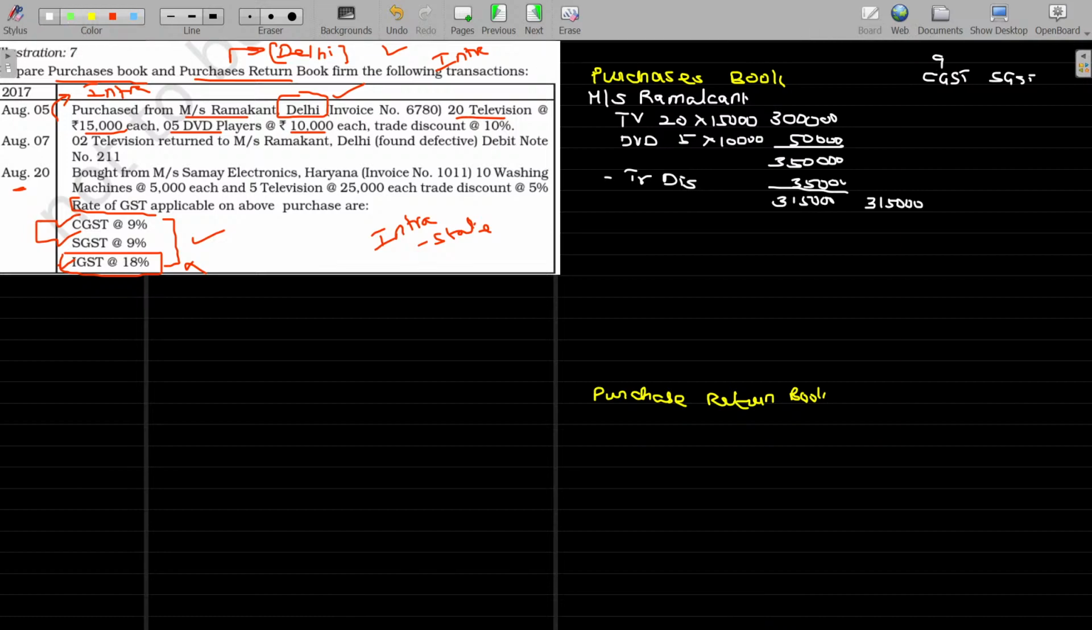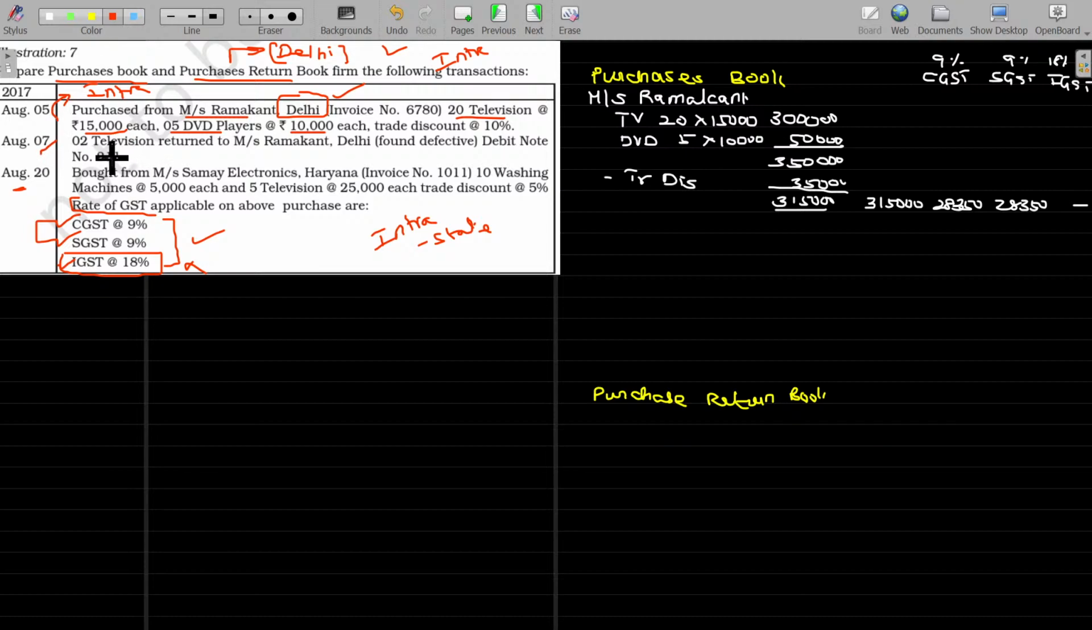CGST is 9% and SGST is also 9%. Instead of that, if IGST is applicable, then 18% will be taken. So for the 3,15,000, 9% is 28,350. Am I right? So 28,350 is the CGST. 28,350 is for SGST. Nothing is for IGST. The first one is also over.